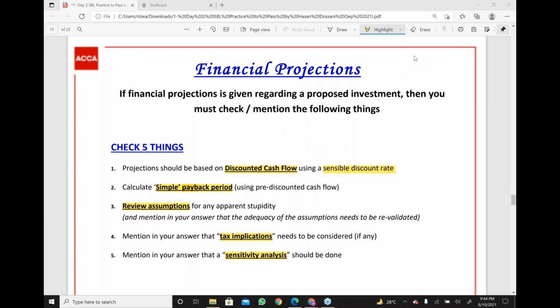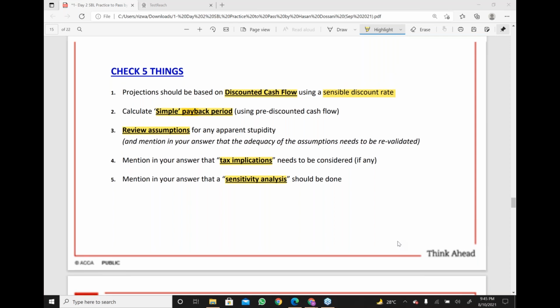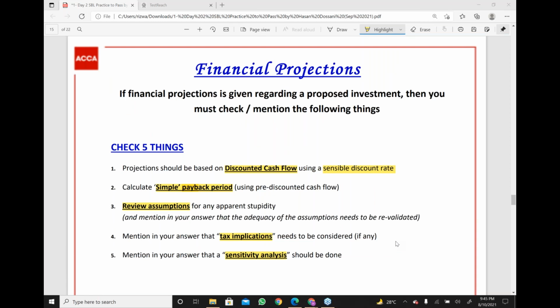Now, next thing, and we will do our financial projection questions tonight. I want to make sure that you guys are really good in financial questions, because that's where you can score extra marks, because finance should be your strong foot, right?